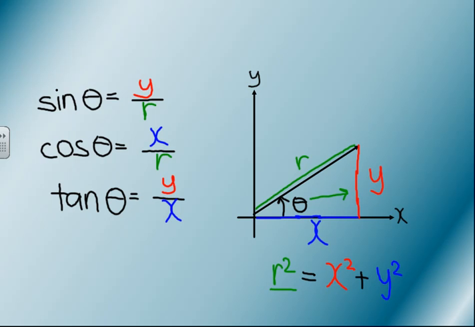So, trigonometric functions allow us to use two sides, any two sides, to figure out what the angle is that we're looking at. So if we don't know all three, we can use just the two we know to find the angle.